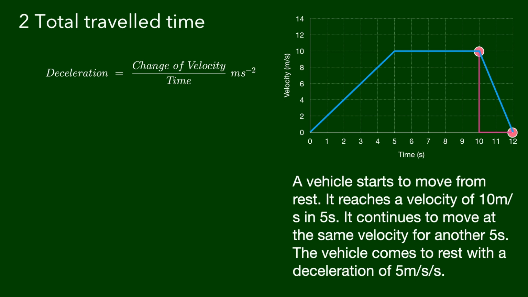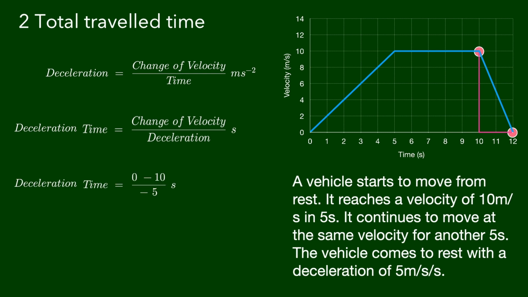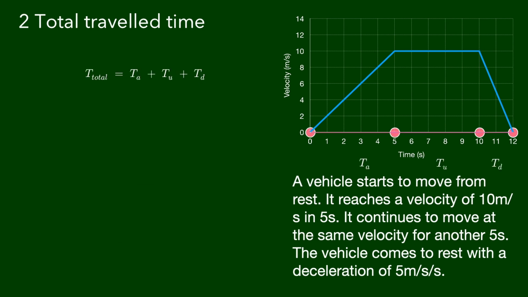We know both the time taken to accelerate, and the time taken to travel with a uniform velocity. However, we need to know the time taken to decelerate, in order to calculate the total travel time. Let's use this formula to calculate the time taken to decelerate. We can calculate the time taken to decelerate as 2 seconds. The total time to travel is the sum of time taken to accelerate, time traveled with a uniform velocity, and time taken to decelerate.